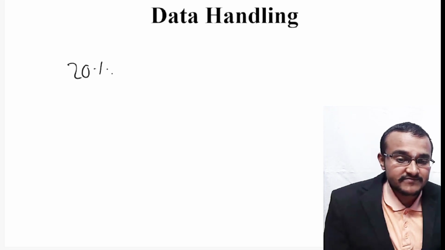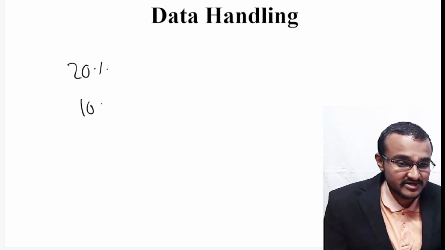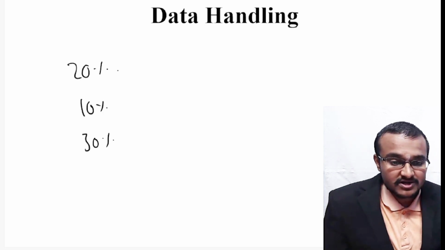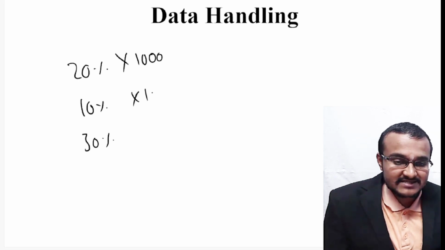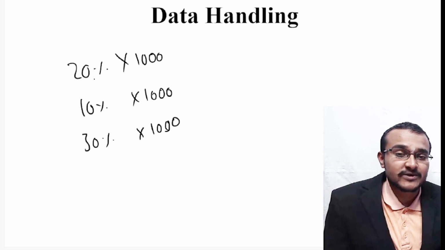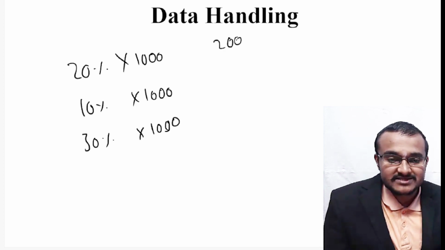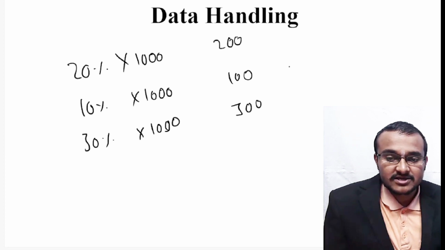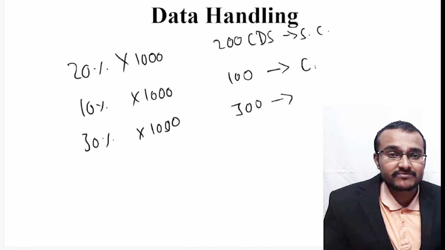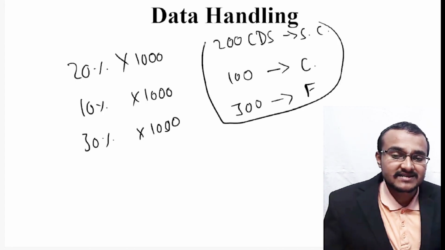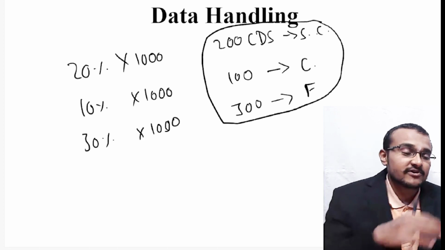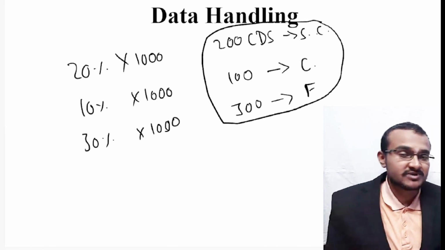Similarly, 20% of these CDs should be semi-classical music, 10% should be classical, and 30% should be folk. You should multiply these with 1000 to get the answer. So 20 by 100 into 1000, 10 by 100 into 1000, 30 by 100 into 1000. When you do that, you will get 200 CDs, 100 CDs, and 300 CDs. So 200 CDs they have to manufacture for semi-classical music, 100 CDs for classical music, and 300 CDs for folk music. Like this only a CD company should manufacture. Then only all CDs can be sold to a particular group of people who like those particular types of music.